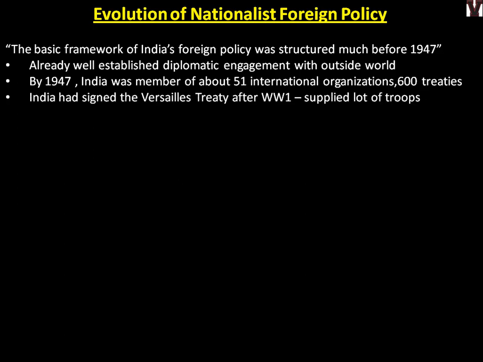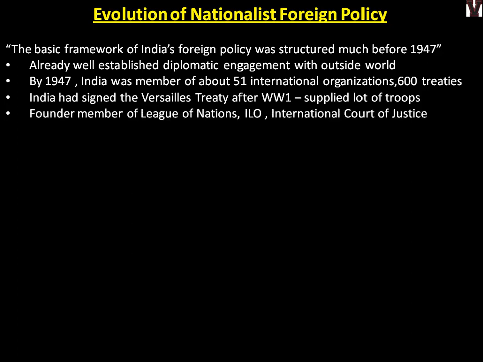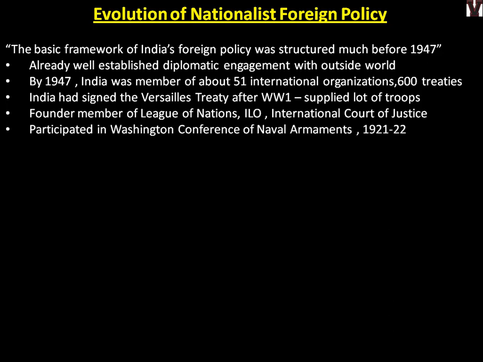India had signed the Versailles Treaty. If you know World War I, when you study world history, you will know the Versailles Treaty. India had supplied a lot of troops because Indians were supporting the Britishers at that time, because they thought they'd get something in return, which was actually a farce, which did not happen. Founder member of League of Nations, ILO, International Hotel. So all these international bodies, India is a founder member.